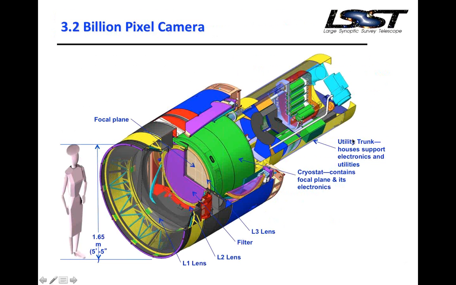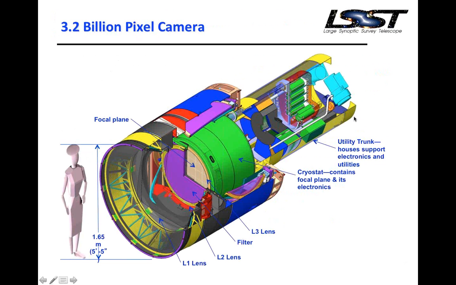So this is what the camera looks like. For comparison, there's a stick figure here. Our project manager for LSST is Nadine Kurita, and when she joined the project, she changed all the male stick figures to female stick figures. She also pointed out she's about 5 feet 5 inches tall, or 1.65 meters tall, which is exactly the diameter of the entrance lens of the camera. So you see how large an instrument this is.